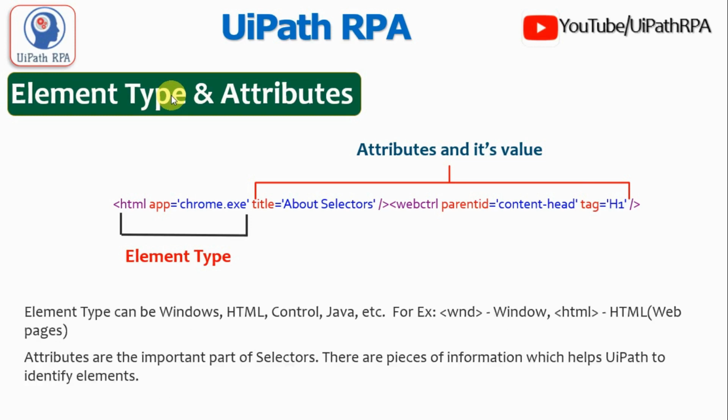So element types can be Windows, HTML, control, Java, etc. For a window we will get WND in the selector, for HTML web pages we will get HTML, for Java we will get Java, and for control we will get CTRL. Attributes are the important part of the selector. They are pieces of information which help UiPath to identify elements.